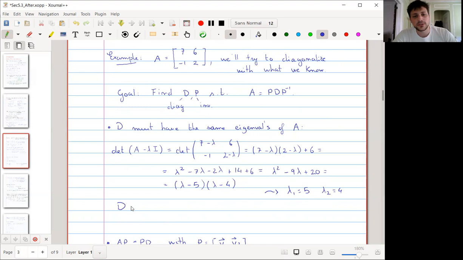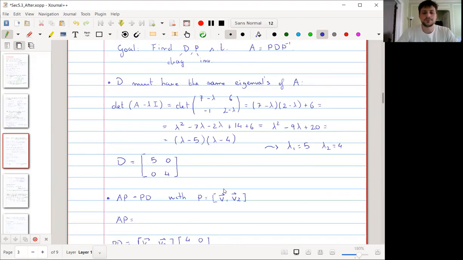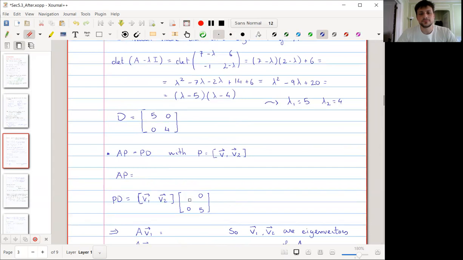So my diagonal matrix will be given by, well, for a diagonal matrix, the eigenvalues are the entries on the diagonal. So D must be 5, 4. Okay, now the next step is to learn something about P. We only know that it's a 2x2, so its two columns are going to be a couple of vectors, v1 and v2. Let's see if we can learn something about those vectors.